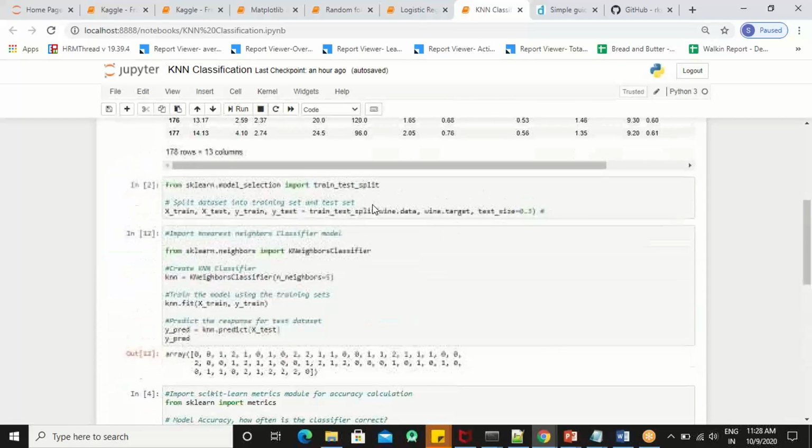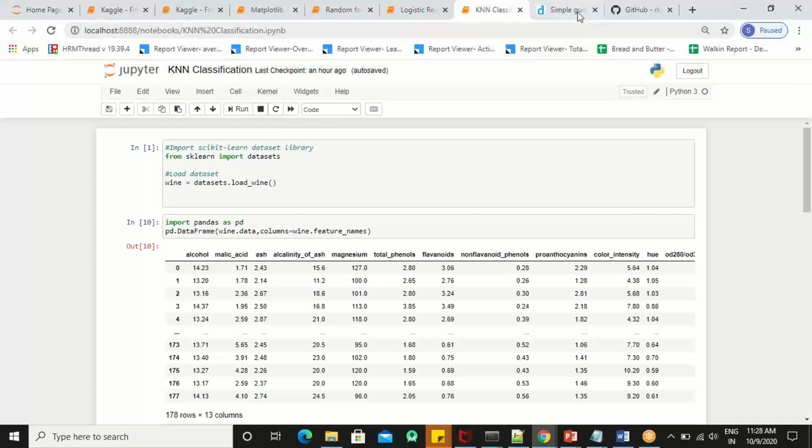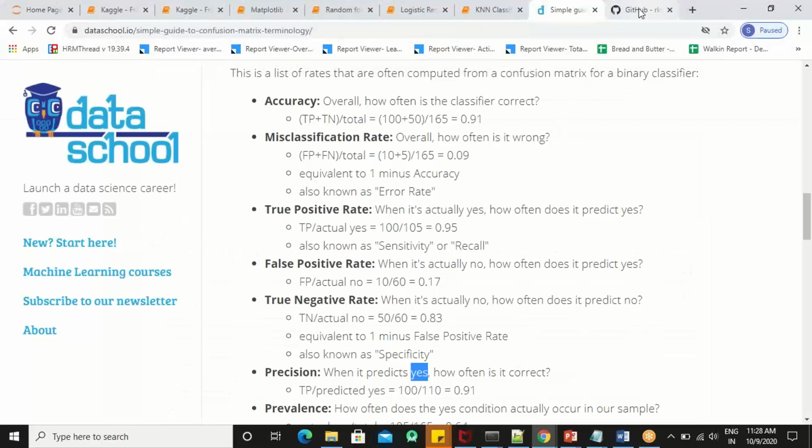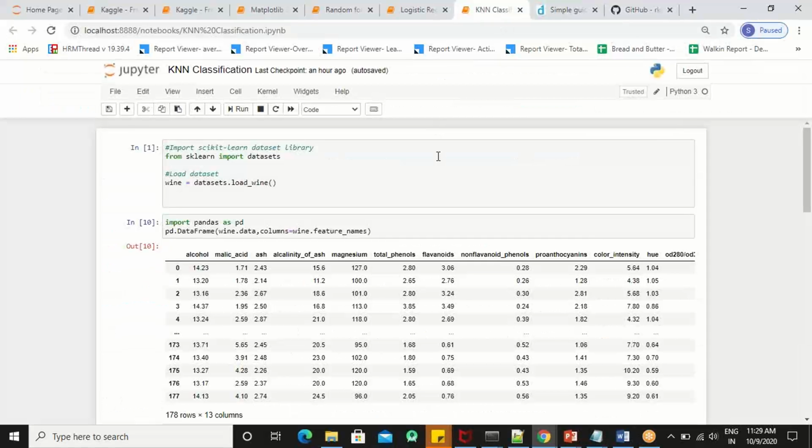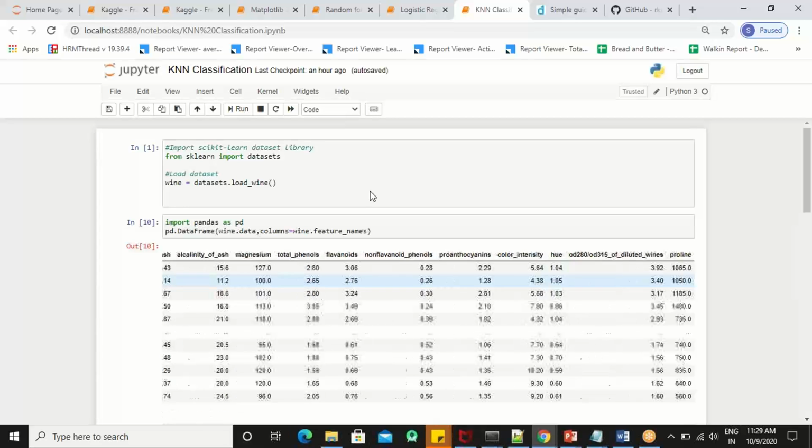Sir, is it necessary that our target variable that is to be classified has to be in the form of 0 and 1? Like if it's yes and no in place of that, will that also work? So that's the problem with sklearn. The target needs to be in 0 and 1.